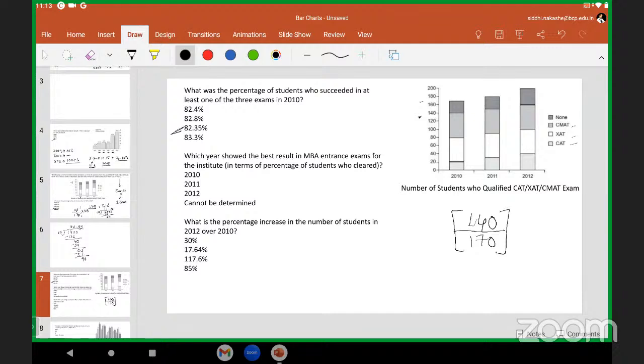Which year showed the best result in MBA entrance exams for the institute in terms of percentage of students who cleared? Okay, so we need to find the students who cleared the exams upon the total number of students. So for 2010, the answer was 82.35, as we solved recently, the percentage of students who passed at least one exam. Now similarly, we have to solve for 2011 and 2012. Let's start with 2012. For 2012, the total number of students is 200.